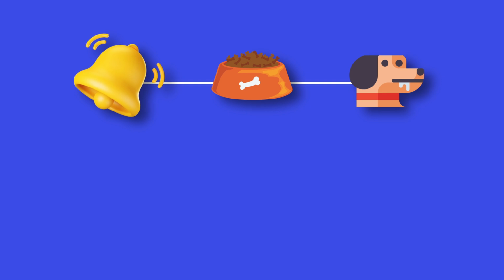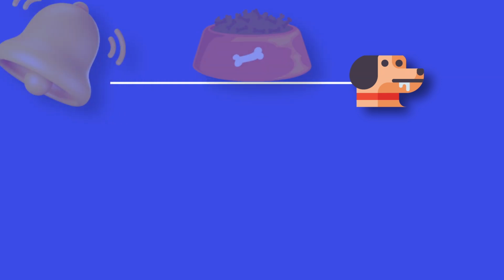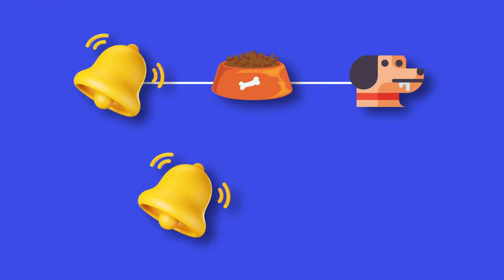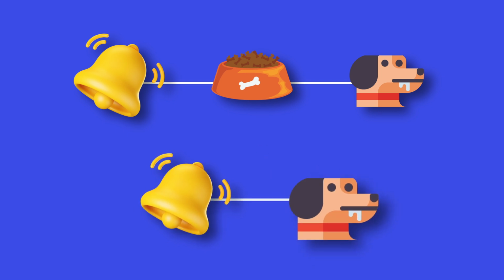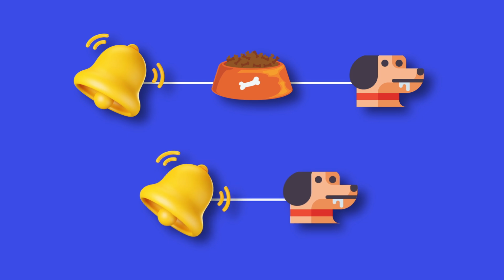For example, in Ivan Pavlov's setup, food is the US, and salivation is the UR. When a bell, the neutral stimulus, is repeatedly paired with food, the bell transforms into a conditioned stimulus. Eventually, the sound of the bell alone is enough to trigger salivation, which now becomes a conditioned response.